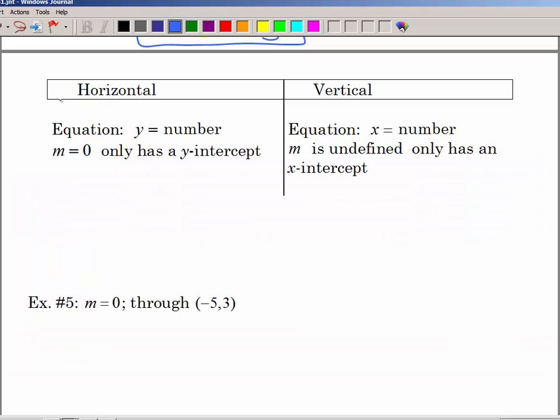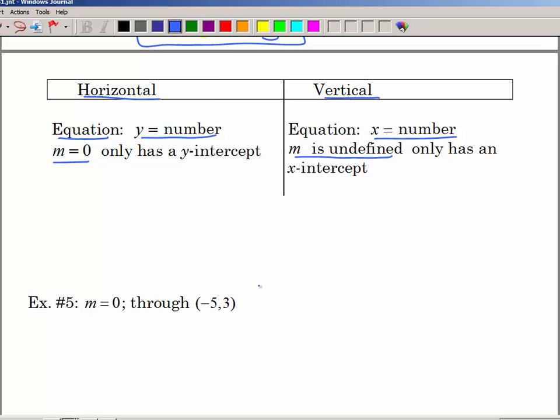We're going to be talking about vertical and horizontal lines. You're just going to need to do some memorization. A horizontal equation is always y equals a number and the slope is 0. Vertical is x equals a number and your slope is undefined.